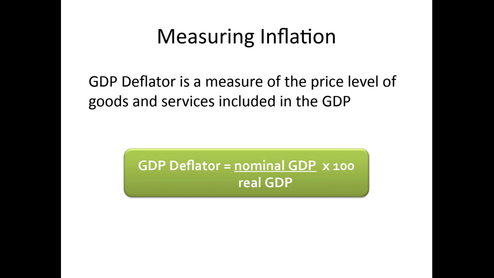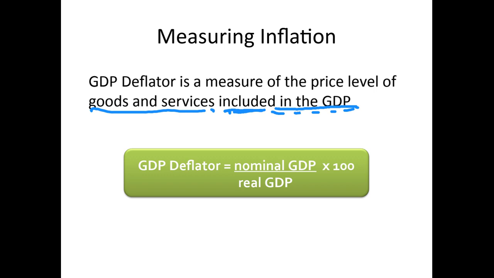Now we measure inflation using GDP deflator, because I told you this is also a price index. So GDP deflator, as I said earlier, is nominal GDP divided by real GDP times 100. This is called GDP deflator. But the problem here, if you read this, it says GDP deflator is a measure of the price level of goods and services included in the GDP. So when I say goods and services, I'm not saying only consumer goods and services. All goods and services produced in the country will be included in this price measure. So this is not a true reflection of a consumer price index. This is more comprehensive in nature.